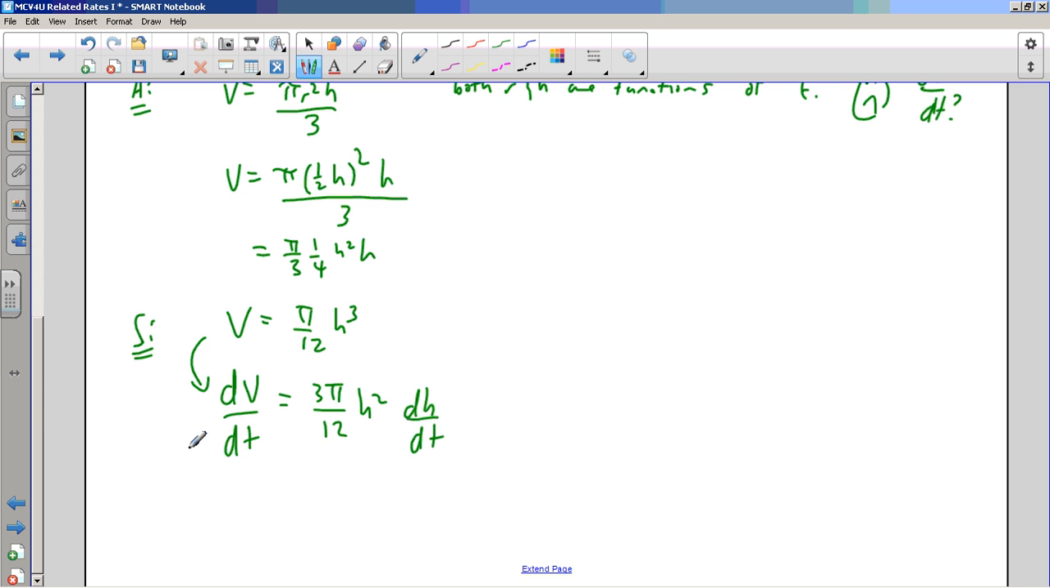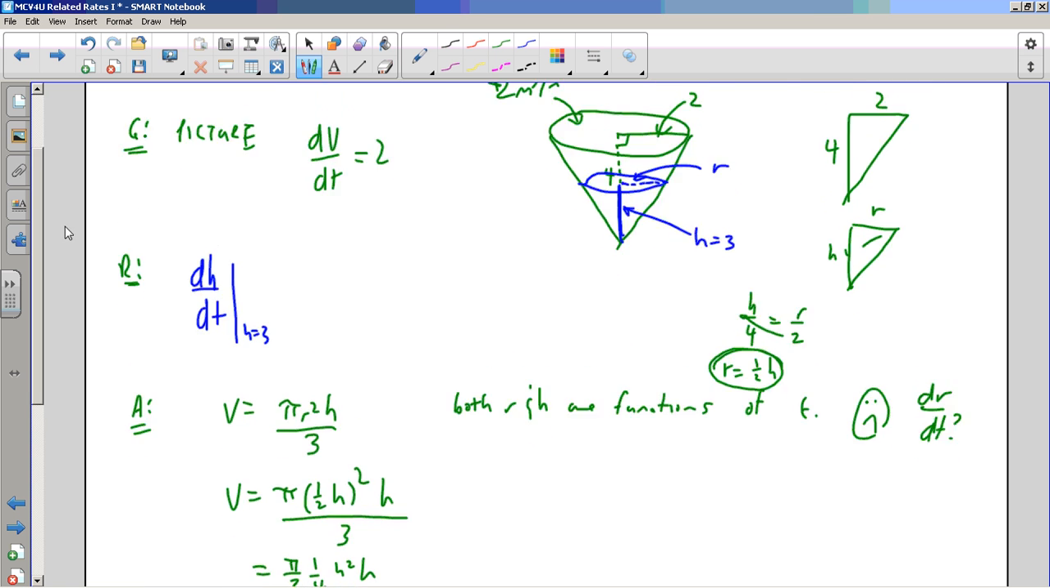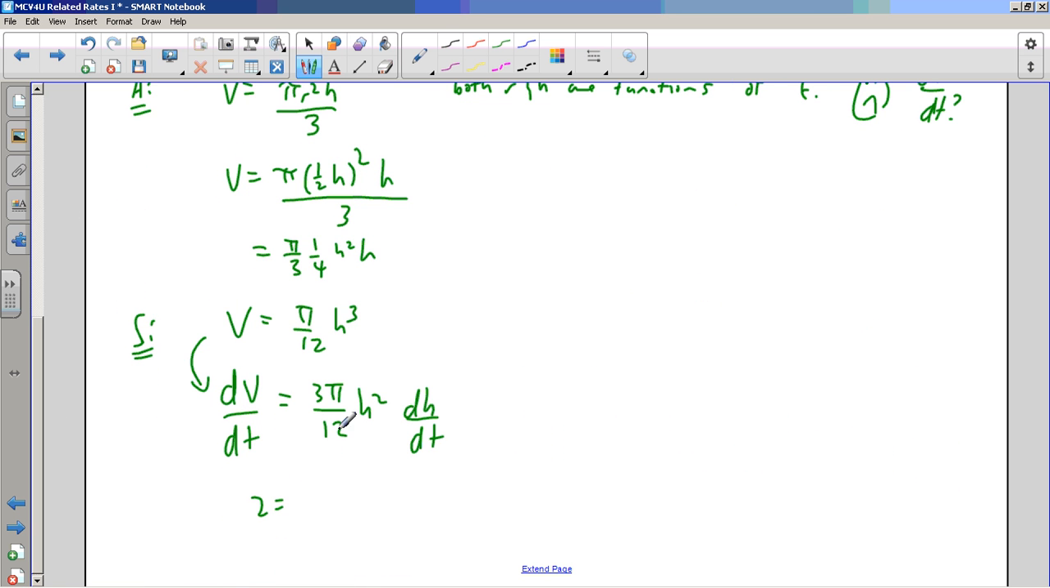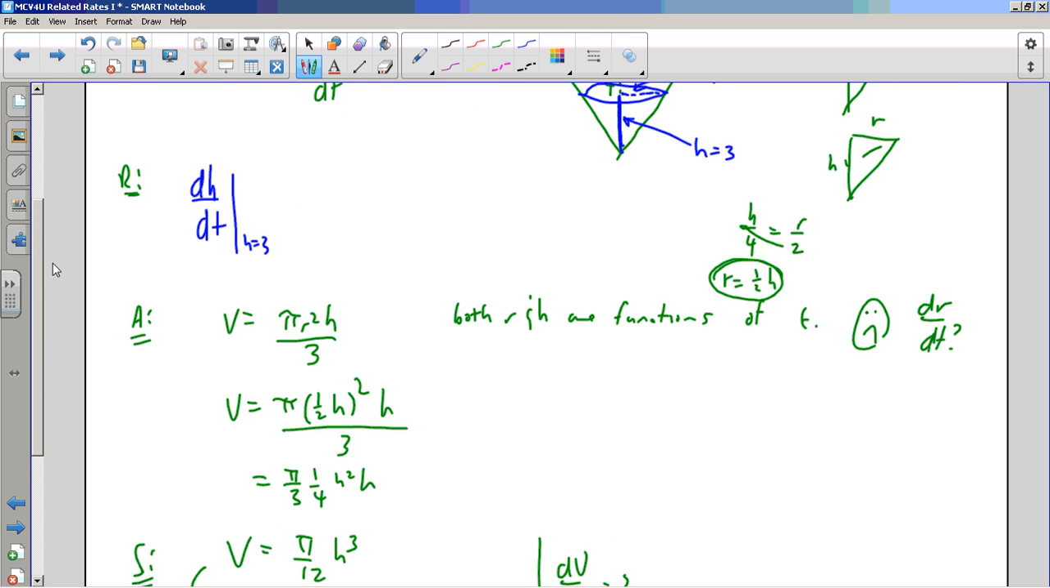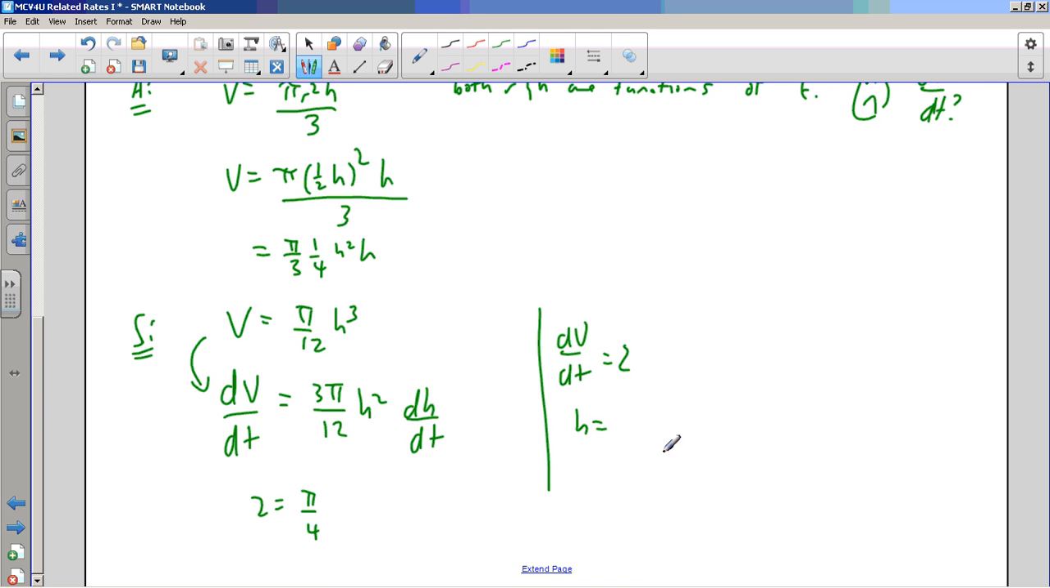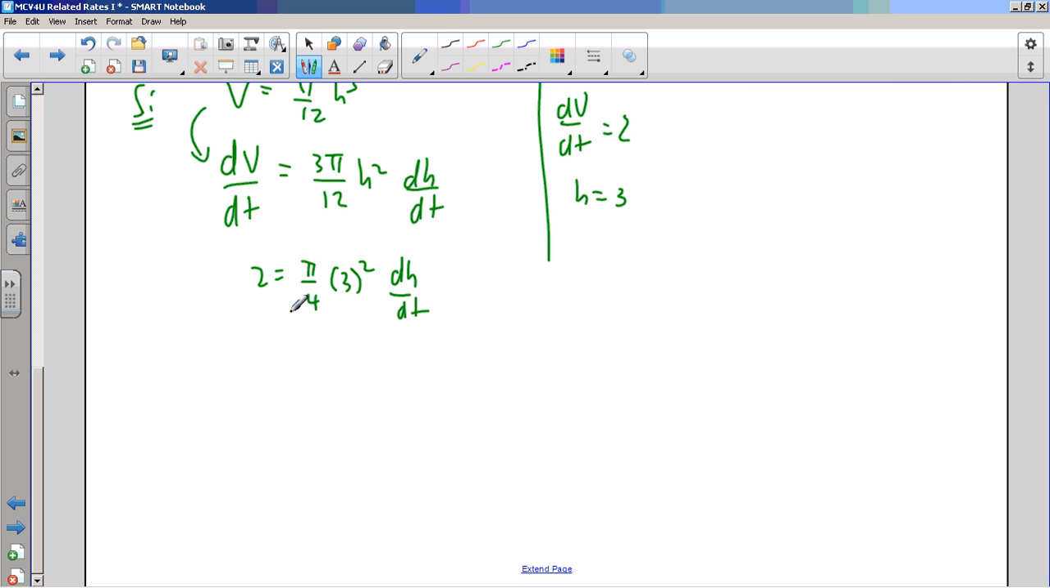So what was dV/dt? We should know all these things. dV/dt is 2. I'm going to tidy this up right now. We wanted to find dh/dt when h is 3, when there's 3 meters in the tank. And then dh/dt is what we're actually trying to solve for. Multiply by 4, divide by 9 pi. And there's my answer. Easy peasy. And that is about 0.28.